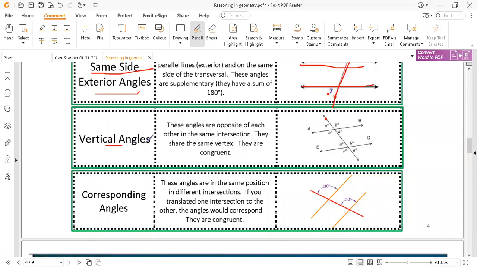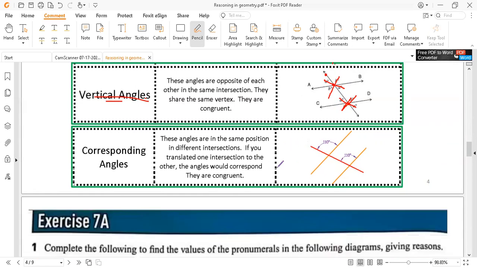Vertical angles, we can say, are opposite angles that share the same vertex. So normally we have a vertex here, and a vertex here. Angles opposite to each other are equal, they are congruent, and opposite to this vertex they are congruent, and the same for this one.